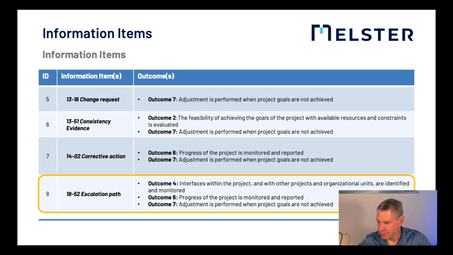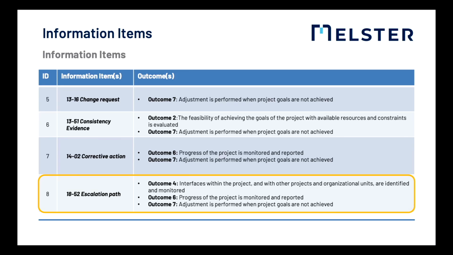Escalation path. This information item, escalation path, describes what must be escalated, how it will be escalated, and to which role or gremium it shall be escalated. It contributes to outcome number 4, interface definition, because the escalation path is a specific interface definition and therefore part of the overall interface definition of the project.